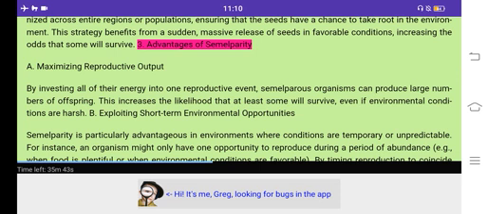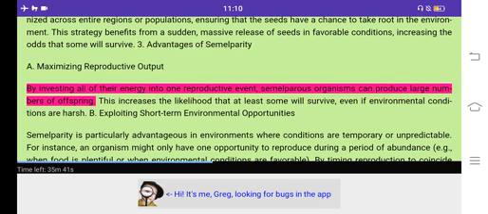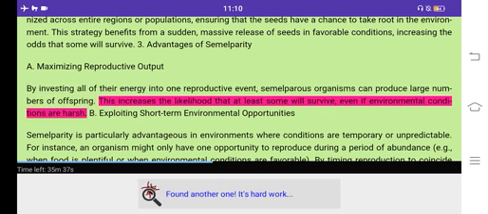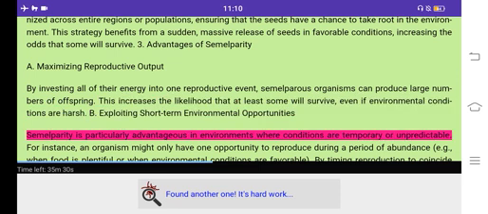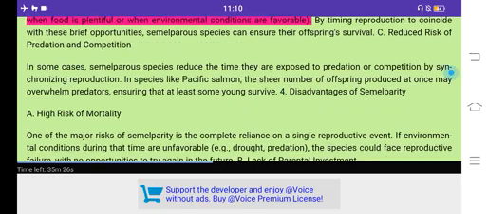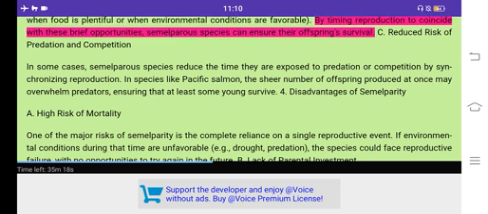3. Advantages of Semelparity. A. Maximizing reproductive output. By investing all of their energy into one reproductive event, semelparous organisms can produce large numbers of offspring. This increases the likelihood that at least some will survive, even if environmental conditions are harsh. B. Exploiting short-term environmental opportunities. Semelparity is particularly advantageous in environments where conditions are temporary or unpredictable. For instance, an organism might only have one opportunity to reproduce during a period of abundance, e.g., when food is plentiful or when environmental conditions are favorable. By timing reproduction to coincide with these brief opportunities, semelparous species can ensure their offspring's survival.